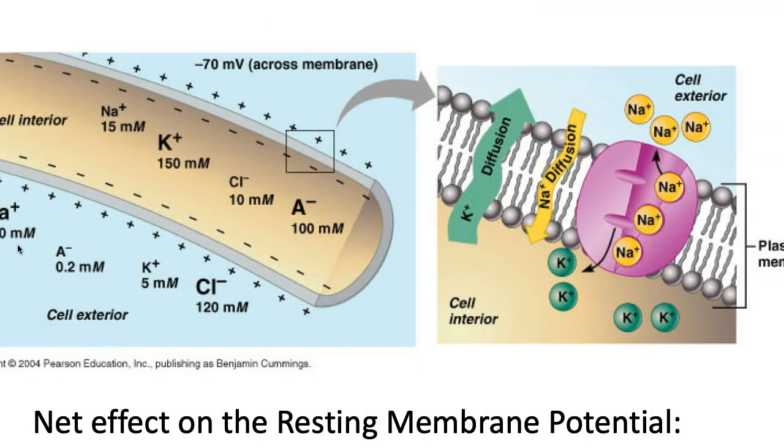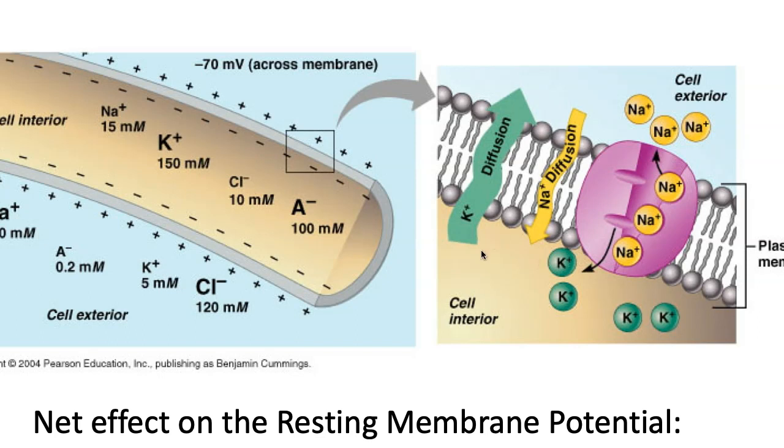Okay, so excitable cells are highly dependent upon this resting membrane potential. The net effect on the resting membrane potential is that the cell interior is negative with respect to the outside of the cell. So inside the cell is negative with respect to the outside. And why is that? Well, here's why.